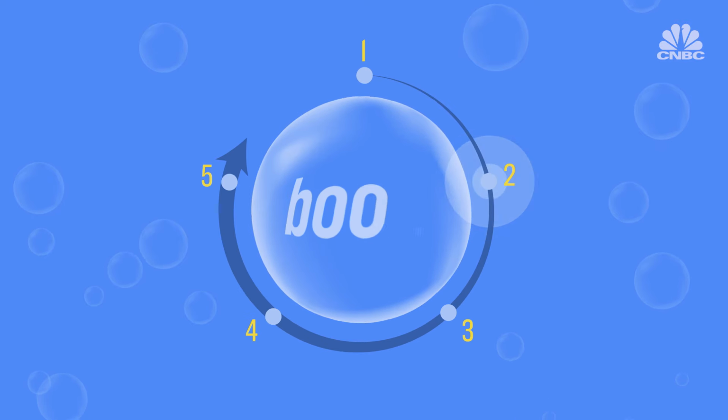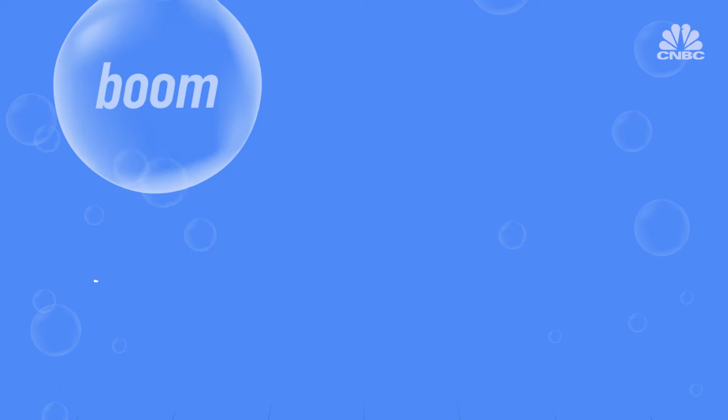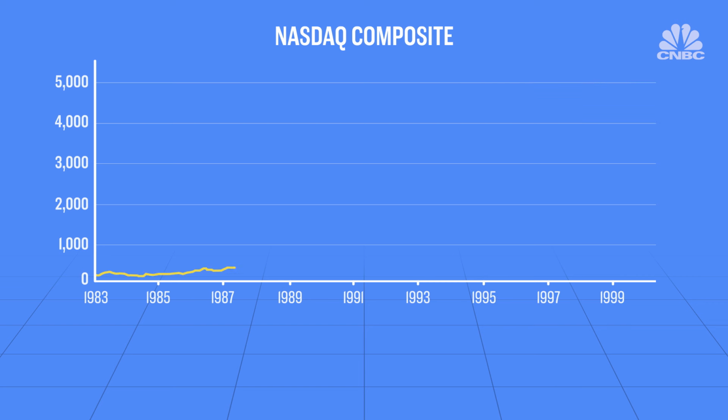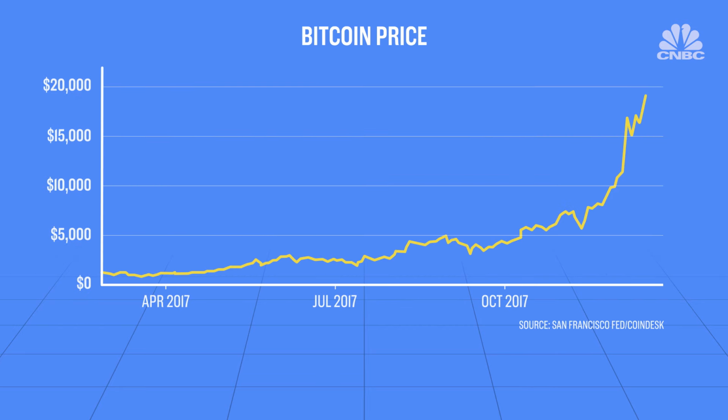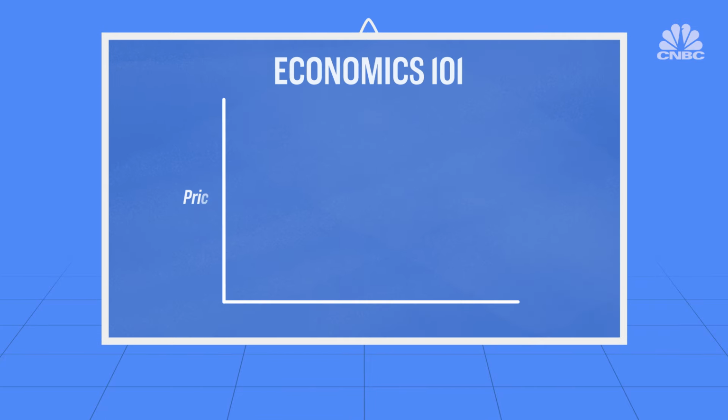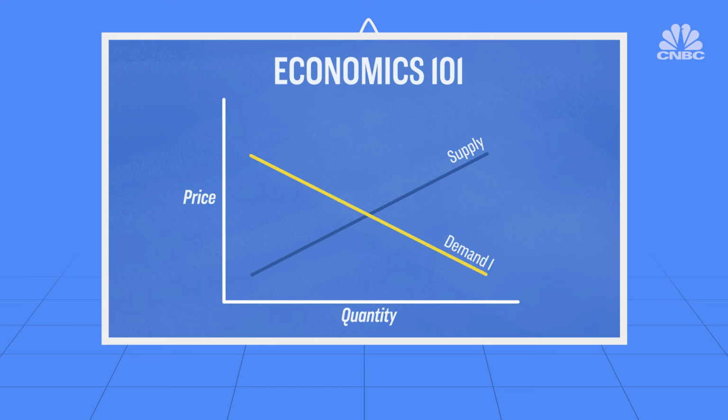That brings us to the second stage of an economic bubble, a price boom. In recent years, we've seen this happen with the .com bubble, when shares of the Nasdaq, which tracks tech stocks, spiked in the late 1990s. Or more recently, when the price of Bitcoin roughly tripled in just 1 month at the end of 2017. Price booms come back to the simple rules of economics. Let's say there's a limited supply of a product. If everybody wants a piece of it, there's a lot of demand. That causes prices to go up.